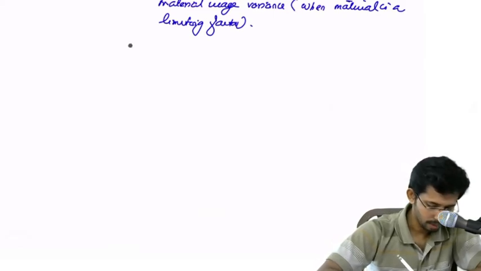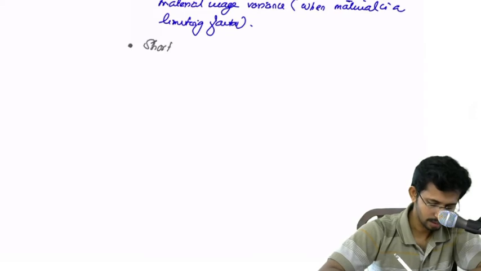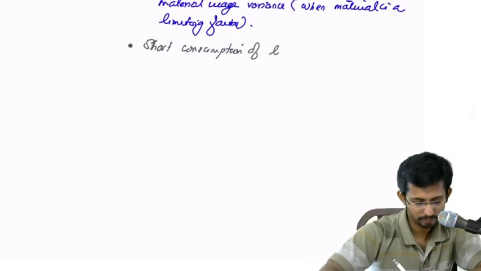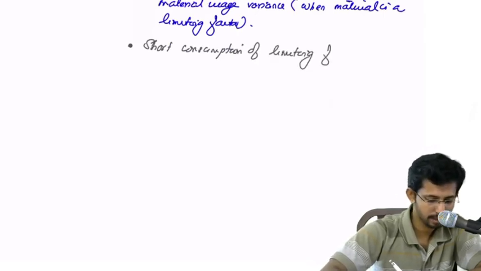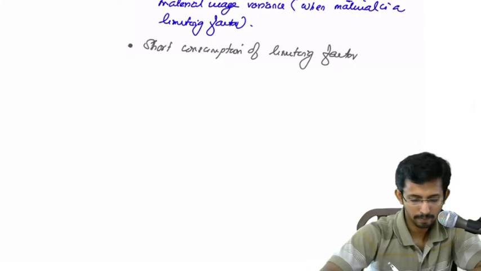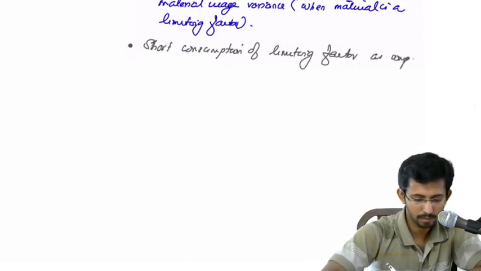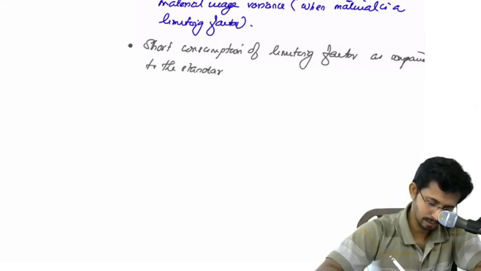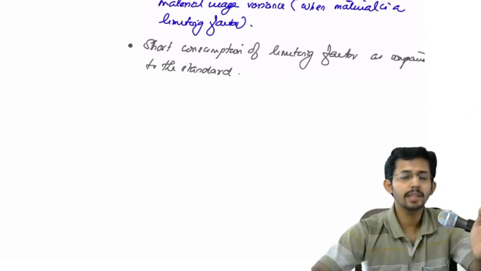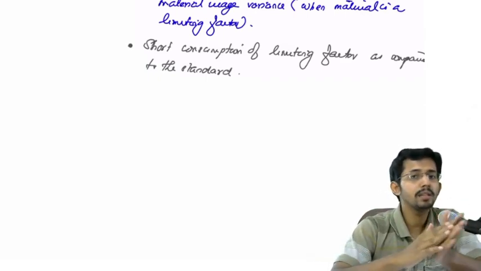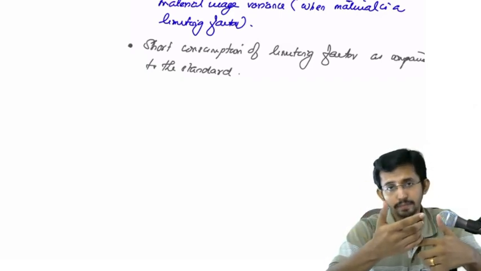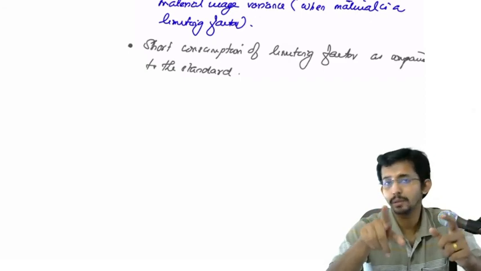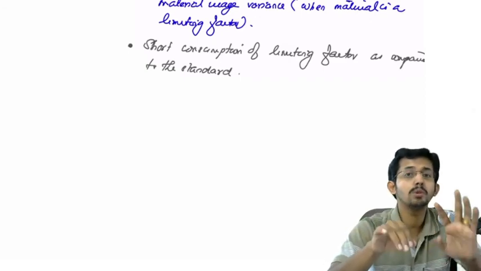Now short consumption of limiting factor as compared to the standard. Okay, say in the previous case I was telling about you are consuming the limiting factor in excess of your standard. There could be a reverse also. As per standard you could have consumed 2 hours per unit, but in actuals you consumed only 1.8.